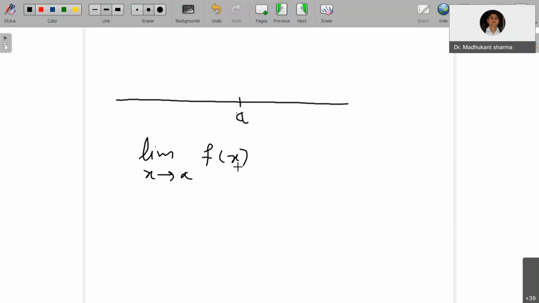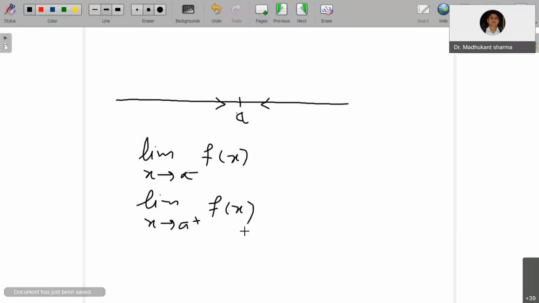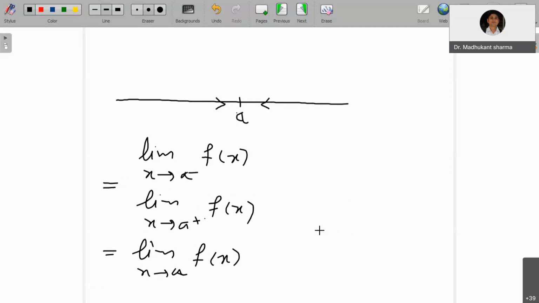What are the possible directions in which we can move towards a? There are two directions on the real line: one from this side and one from that side. That's why we talk about the concepts of left hand limit and right hand limit, x tends to a plus of f(x). What we have seen is that whenever both exist and are equal, we denote this as the limit as x tends to a of f(x). If we are able to recall.